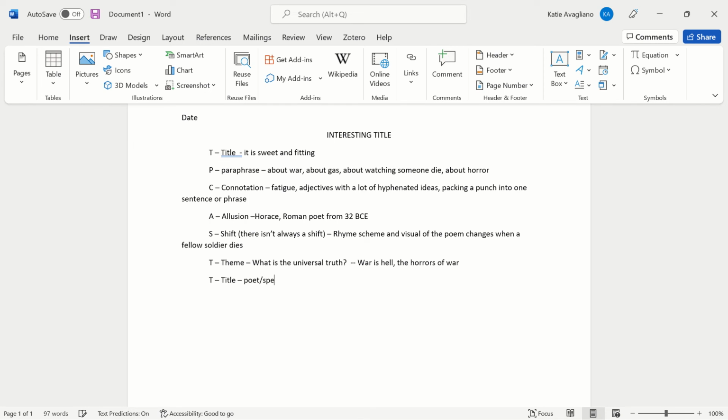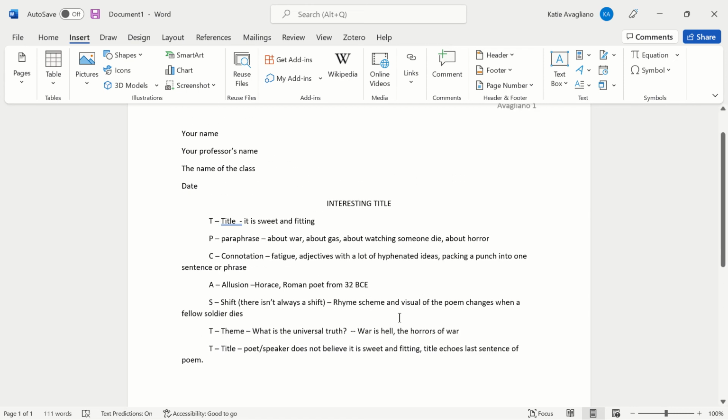A poet or a speaker does not believe it is sweet and fitting. Title echoes last sentence of poem. Okay, so this is not the last thing we need to do for a poetic analysis essay. It is just a first step to make sure that we've read through the poem and understand all the different layers that are going on within the poem itself.